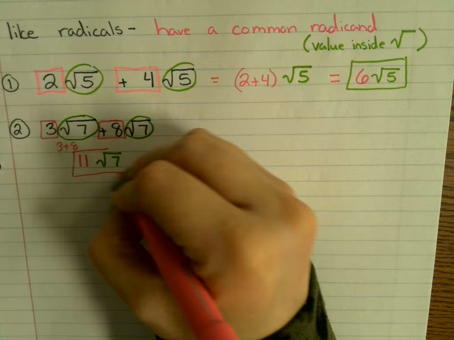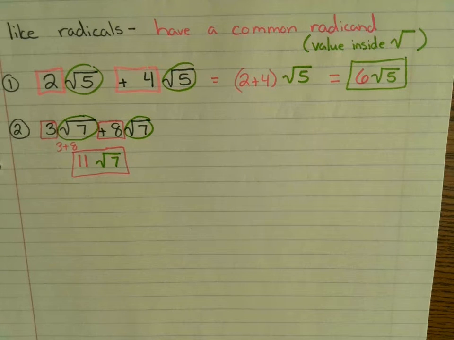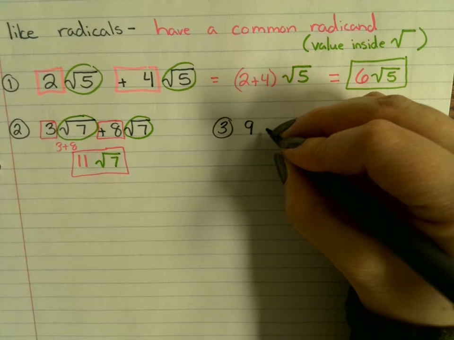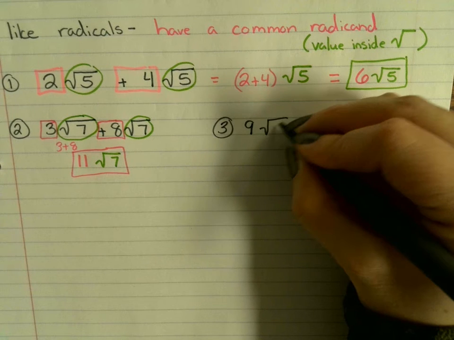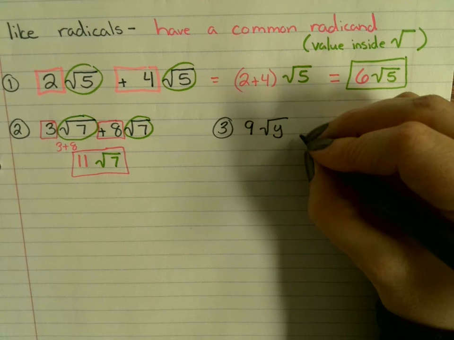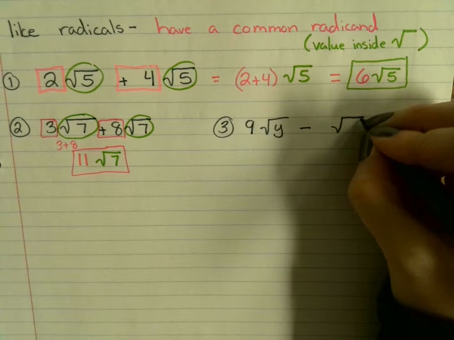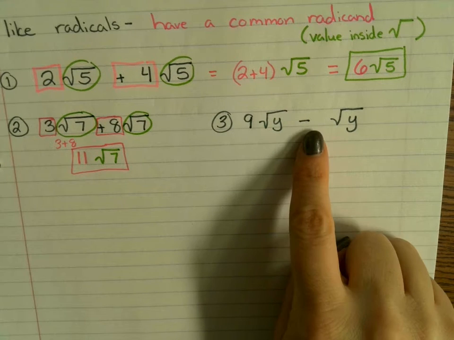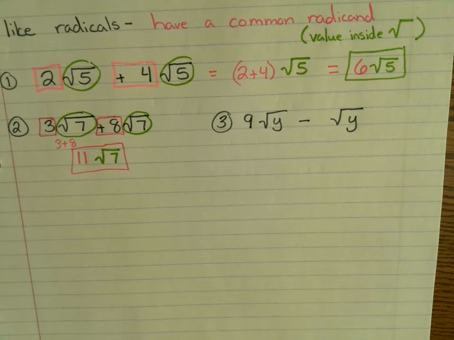Okay, let's take a look at a third problem. It's the same thing with subtraction. If I have 9 square root of y minus the square root of y. Okay, pretend it was 9y minus y. You would know how to do 9y minus y. It's no different than it's got a square root around it.